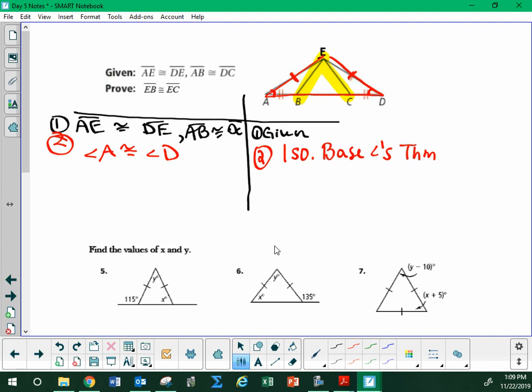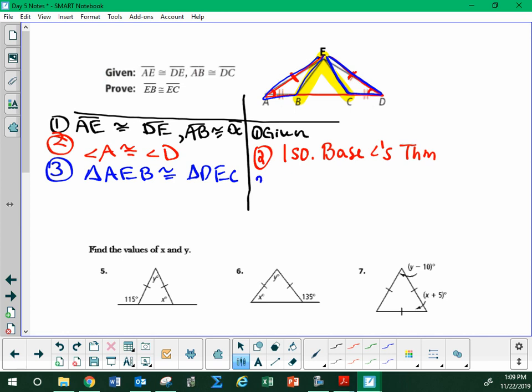Can we do side angle side now? Let's take a look at these little triangles here. What we learned, we have to use again. So would you agree that triangle AEB is congruent to, what would that be, DEC? Triangle DEC, don't forget your triangle.